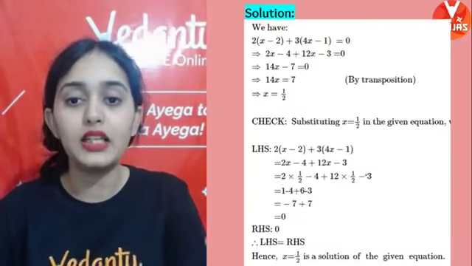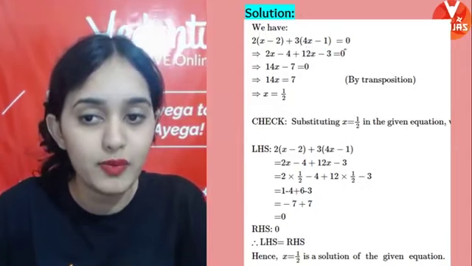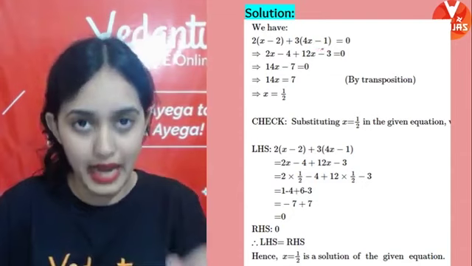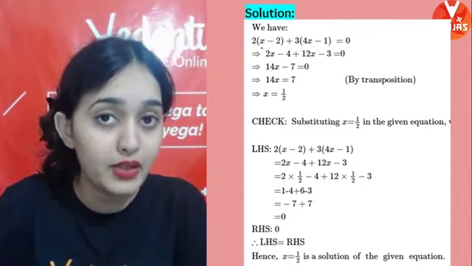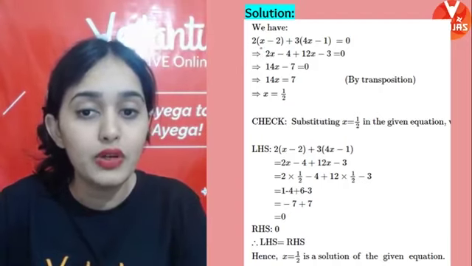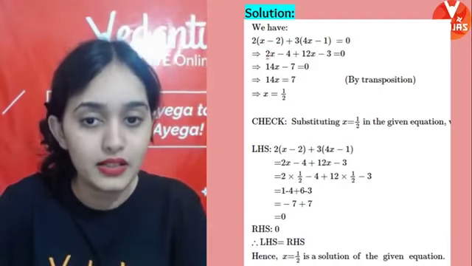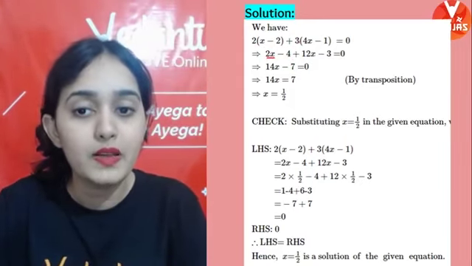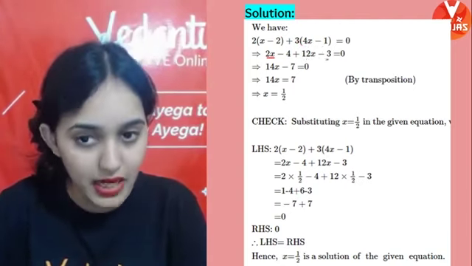Okay, similarly, the next question is 2 times (x minus 2) plus 3 times (4x minus 1) is equal to 0. So first, always open the brackets. Let's open the bracket first. (x minus 2) multiplied by 2, distributive method. So 2 into x minus 2 into 2. So what is 2 into x? 2x. 2 into 2, 4. So 2x minus 4. Similarly, 3 into 4x is 12x, and 3 into minus 1 is minus 3, equal to 0.